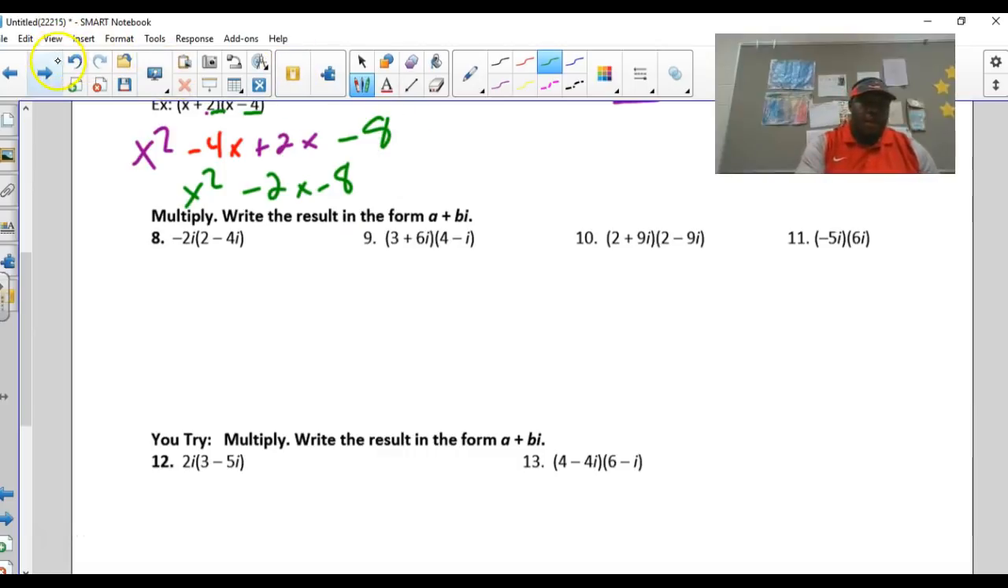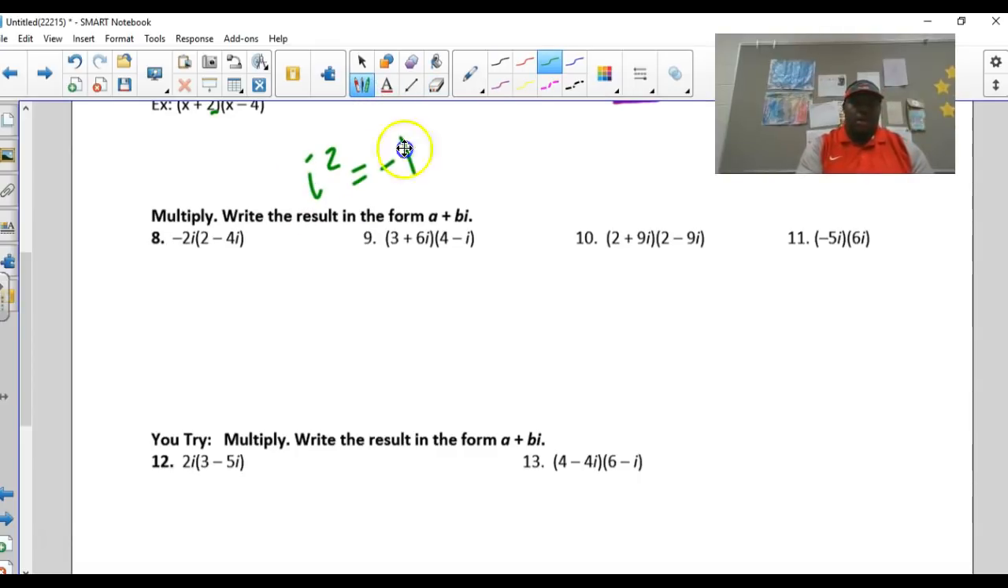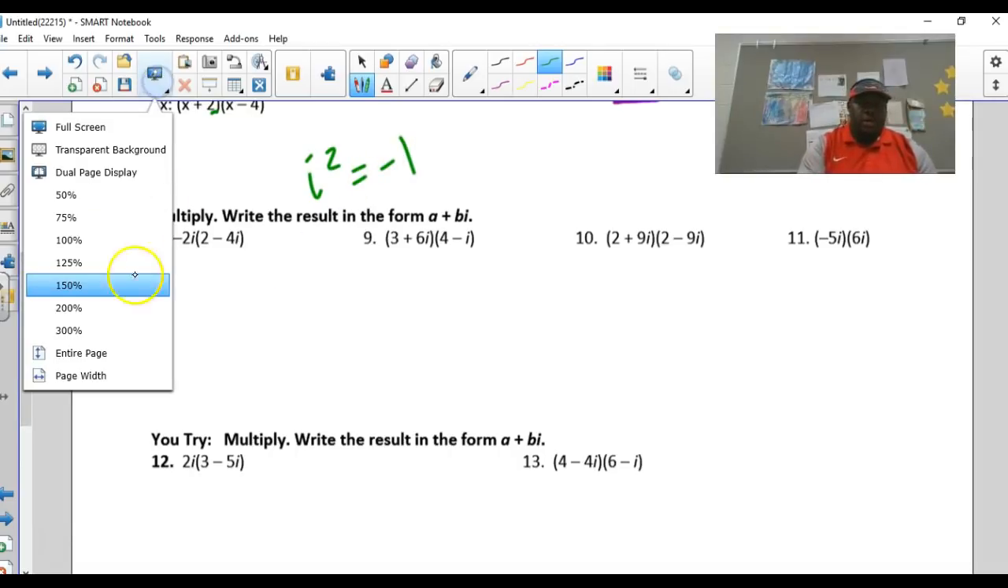All right, now the one thing I want to address is I want you to remember, all right, at all times that i squared equals -1. Okay, that's important. I'm going to show you why. All right, this first example, let me make this a little bigger so we can have plenty of space to write. Oh, it didn't want to do it.